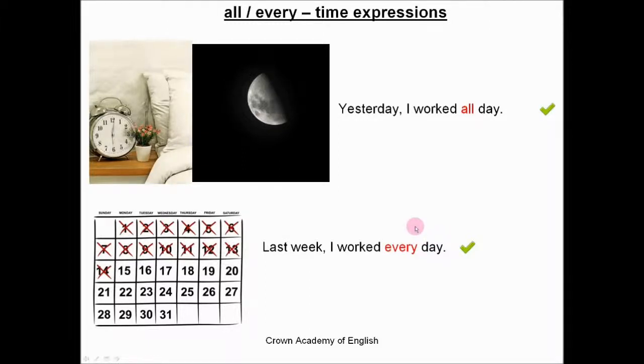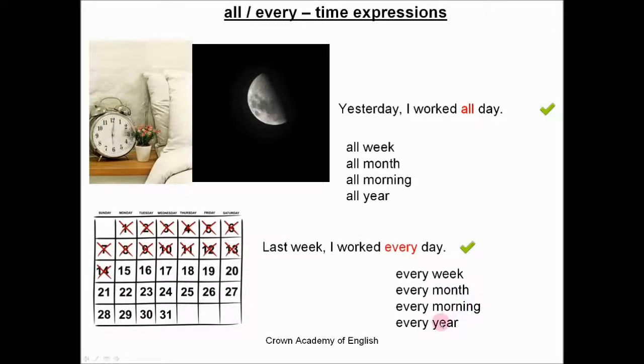Okay. So examples of words we can say here, we can say all week, and that would mean we start on Monday and we finish on Sunday. We can say all month, all morning, all year. And the same for every. We can say every week, every month, every morning, every year. So this is a regular event that is repeated over time. And this is a duration.